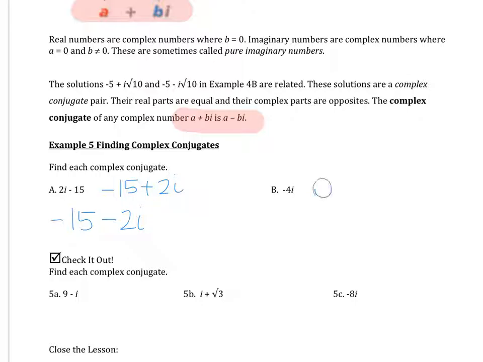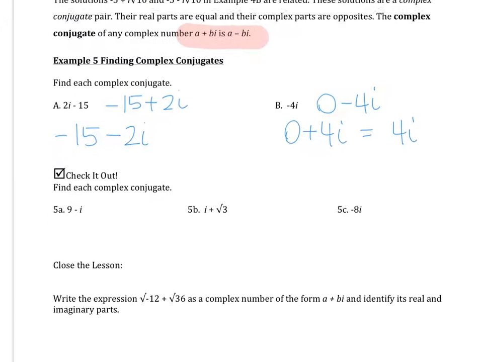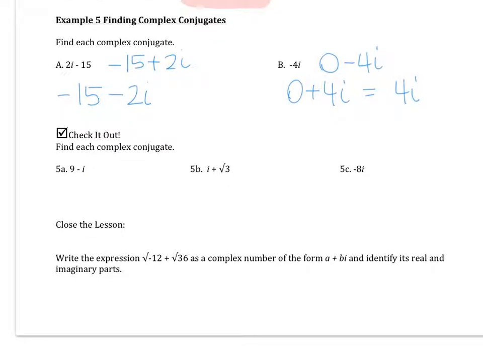In the second one, we only have an imaginary part, so write it as a complex number. Change the sign, and then this would just be 4i, because we don't typically write the 0. So, to check it out, remember that you need to have it written in the a plus bi form before you can write the conjugate.